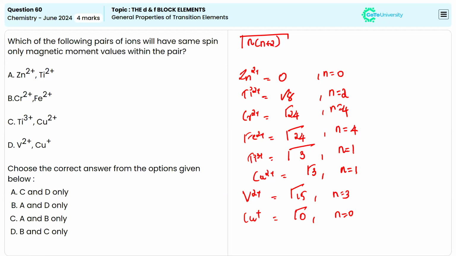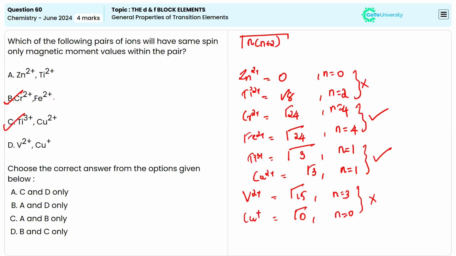Okay, so from this we can conclude which pairs have the same number of unpaired electrons. Zn2 plus and titanium 2 plus, no, they are 0 and square root of 8. Cr3 plus, Fe2 plus, yes, this is the correct one. They are having the same value. Now Ti3 plus, Cu2 plus, yes, square root of 3, because n equal to 1. Then vanadium, Cu, they are also not having the same values. So the correct answers are for pair B and pair C.